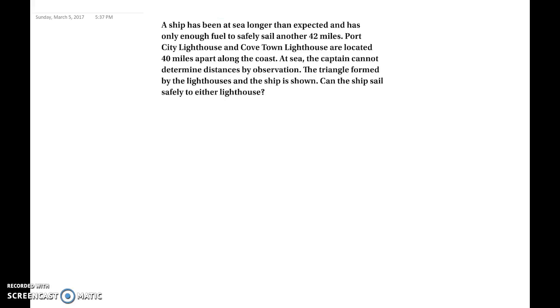At sea, the captain cannot determine the distances by observation. The triangle formed by the lighthouses and the ship is shown. Can the ship sail safely to either lighthouse? So now we're going to go ahead and draw this triangle out. Actually, rather than drawing it out, I just went and took a screenshot and put it here because we didn't have any of the angle measurements. Sometimes I will give you enough information in the word problem that you won't be given the triangle, but you'll know what the angle measurements are based on what's provided for you in your word problem.